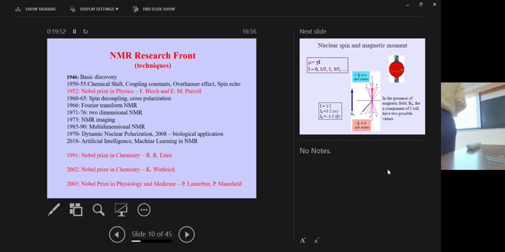Then Fourier transform NMR is another revolutionary development, which revolutionized how we perform NMR experiments. And then you have two-dimensional NMR, another revolution in NMR, which allowed you to go into larger systems, from peptides to large proteins, bigger proteins, flexible proteins, whatever. Then you have NMR imaging. This is another parallel field which goes into the MRI technique, which we are not going to touch upon here. And then you have multidimensional NMR, which is useful for protein structure determination or any macromolecular structure determination.